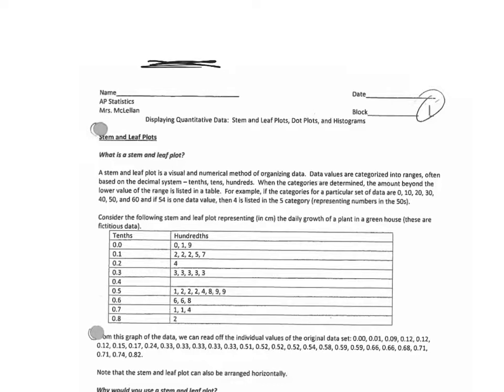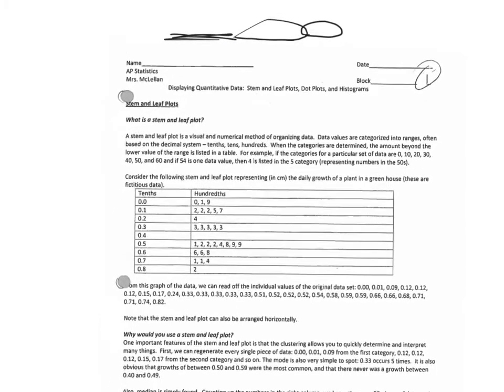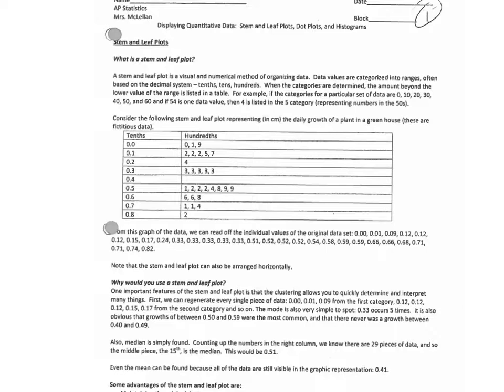Okay, very good. So here's another way, a stem and leaf plot. So that's what we're going to do today, a stem and leaf plot as well as a dot plot. Okay? So with a stem and leaf plot, it might look something like this picture here.